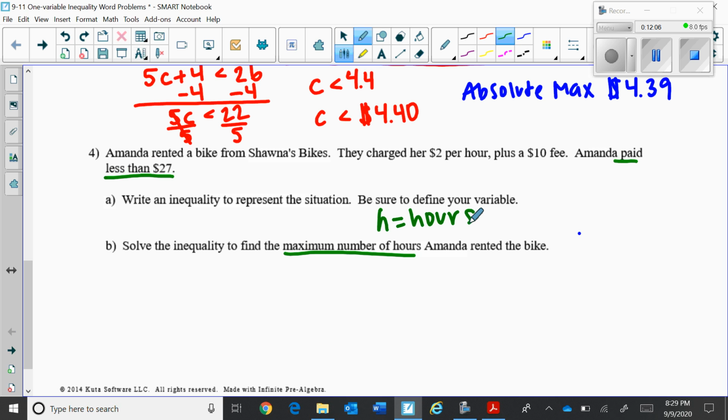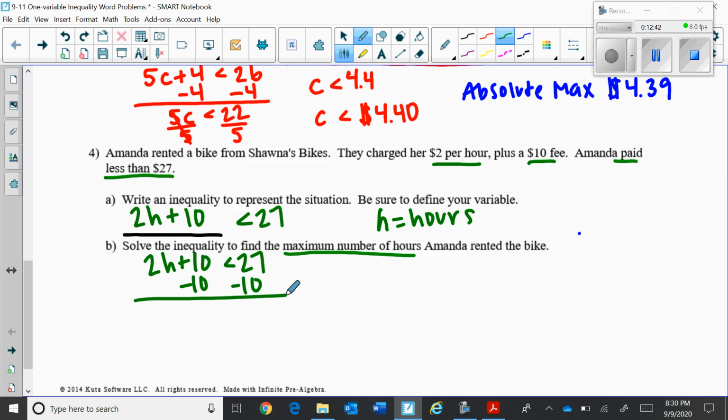So if we write this inequality, we know she paid less than $27. And the key is to figure out what's going to go on that left-hand side, since we are less than $27. So we look back at how they charge you. They charge $2 per hour plus a standard $10 fee. So $2 per hour plus that $10 fee. And then we solve it. 2H plus 10 less than 27. Subtract 10 from both sides. 2H is less than 17.